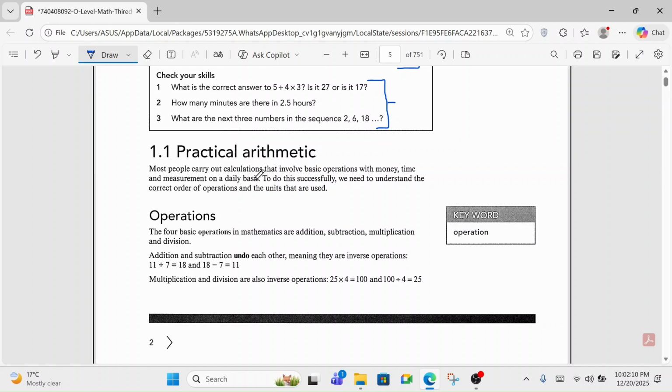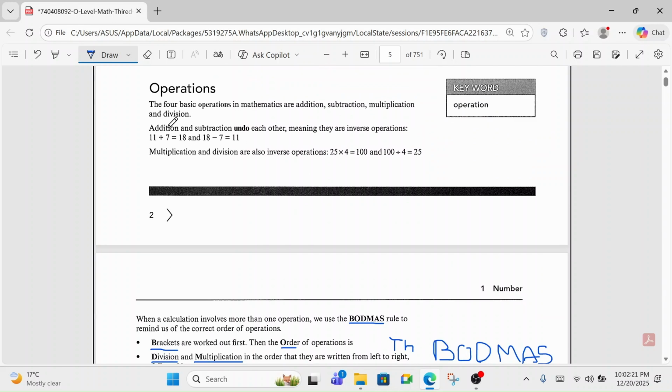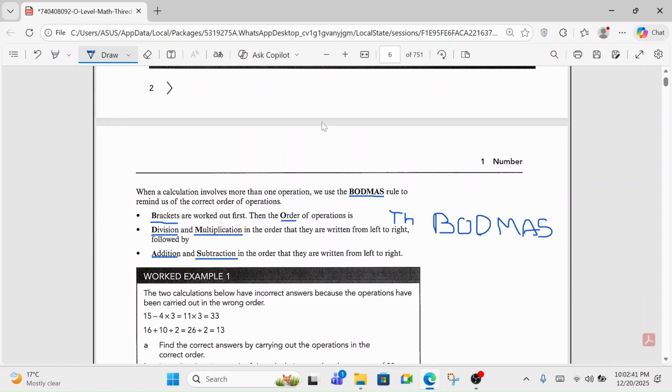Most people carry out calculations that involve basic operations with money, time, and measurement on a daily basis. To do this successfully, we need to understand the correct operations and the units that are used. We'll get into that. Operations, there are 4 basic operations in mathematics. They are addition, subtraction, multiplication, and division. This is pretty self-explanatory, what addition and subtraction do, so I don't know if you need to see this again. I'm gonna go to the next part.